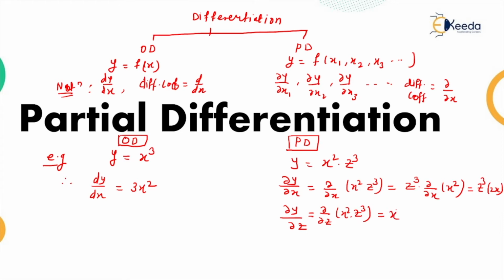The other variable x² is a constant, and you have to take ∂/∂z of z³. So the answer is x² into ∂/∂z of z³, which is 3z². I hope you understand ∂y/∂z and ∂y/∂x. This is the actual difference, guys, between ordinary differentiation and partial differentiation.